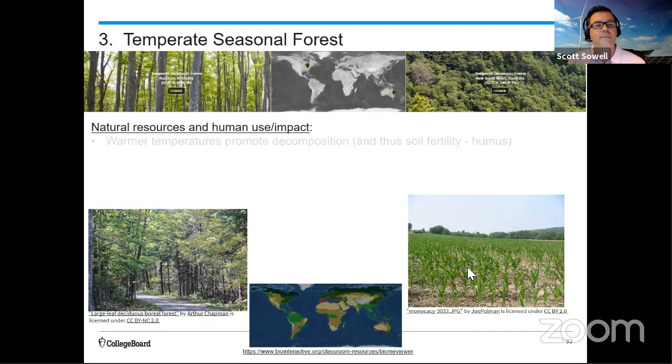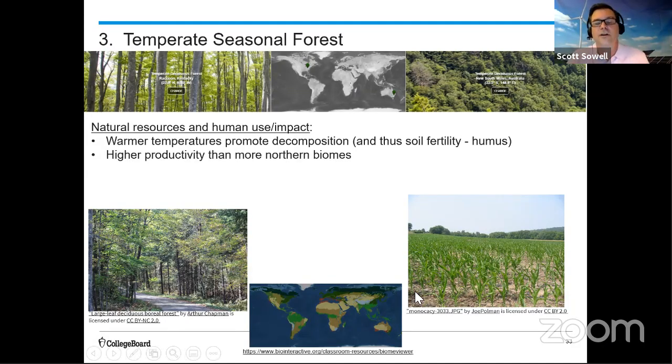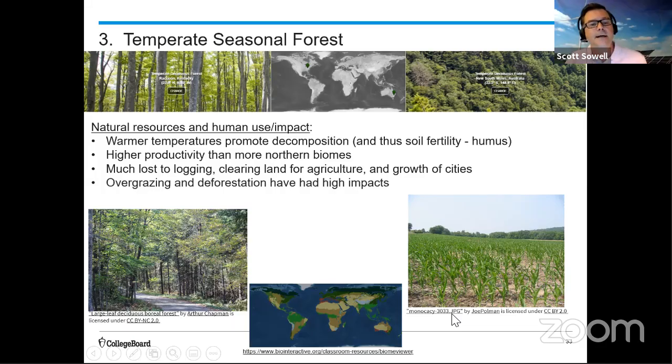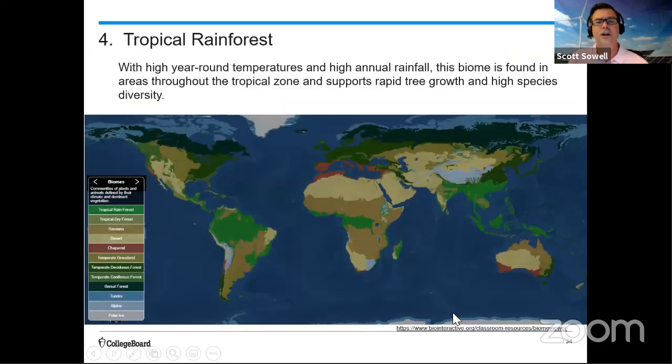In terms of human impact, because of that dropping of all the leaves and because of the warmer temperatures, we get that really strong buildup of organic material in the soil. So that leaf litter in the O horizon really decomposes down into that rich humus of the A horizon. And so therefore agriculture is probably more of a threat here, as well as logging and just urbanization, growth of cities.